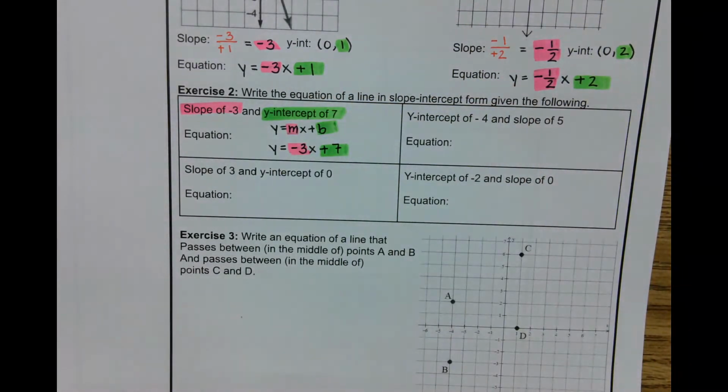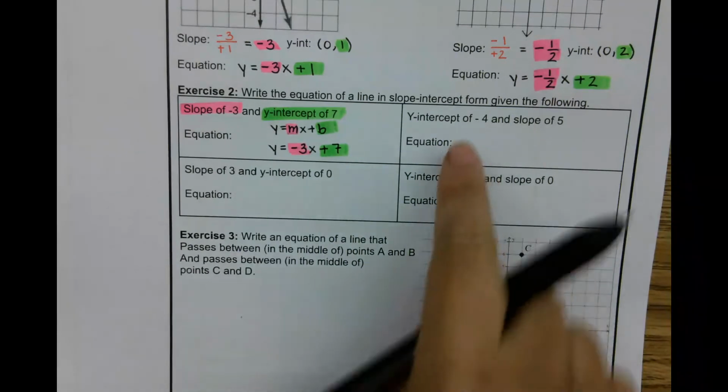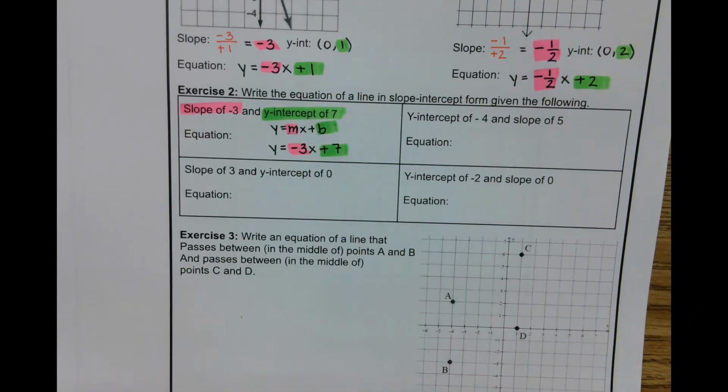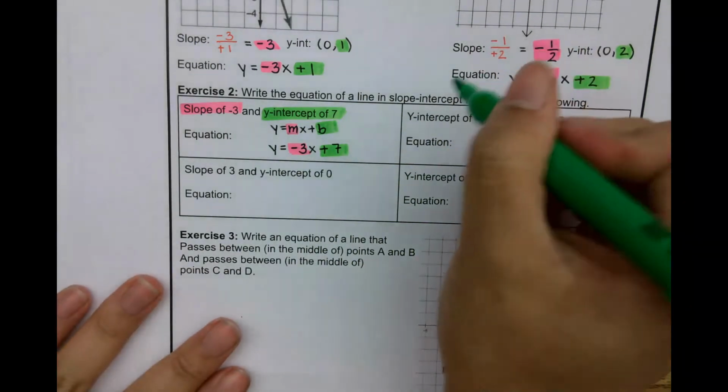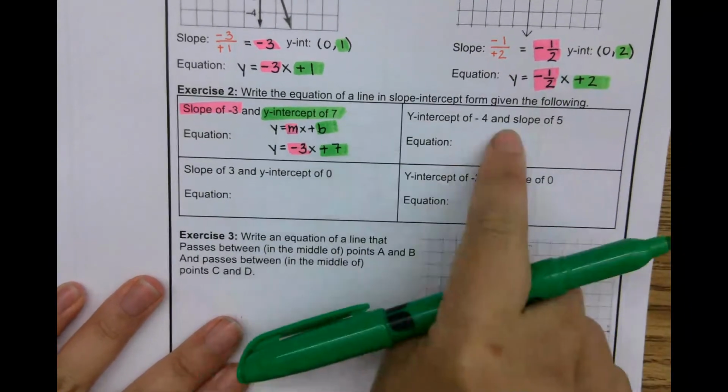So y equals -3x plus 7. Okay, here's the next one. I have a y-intercept of -4. Okay, so be careful when you read. Just because it came first doesn't mean that that was the slope.